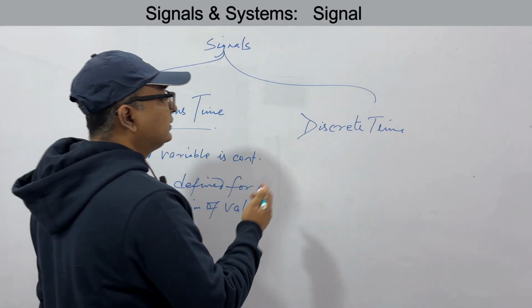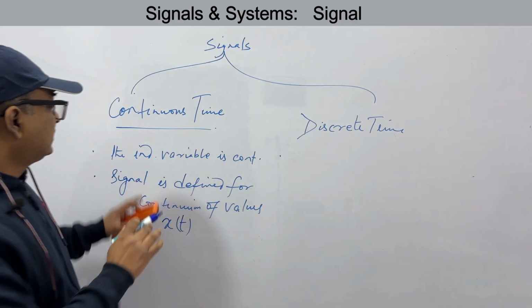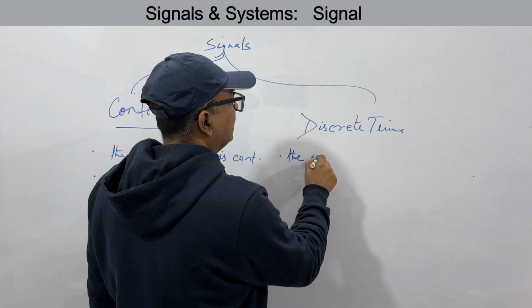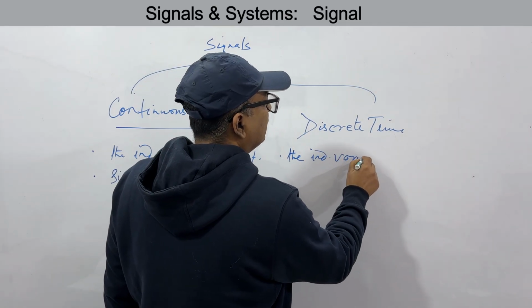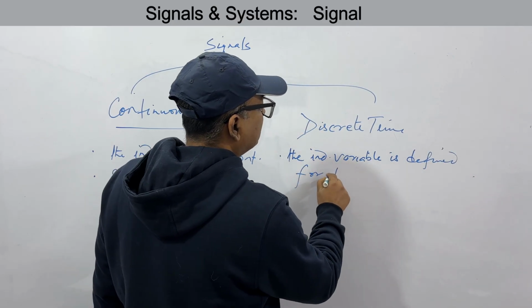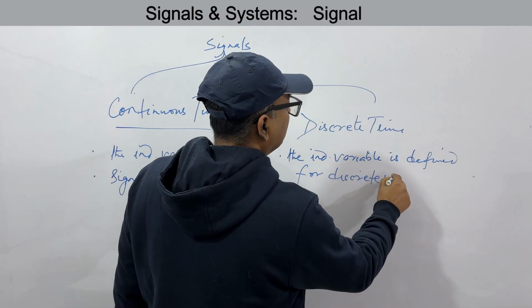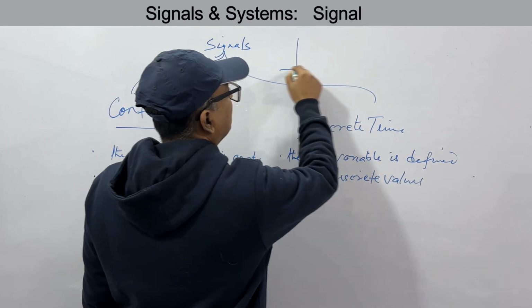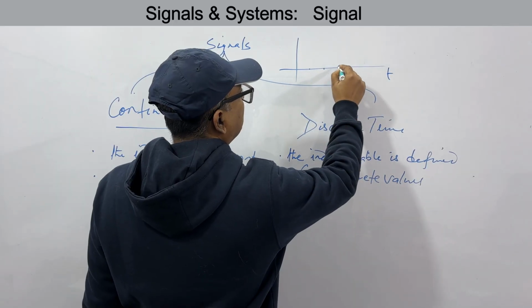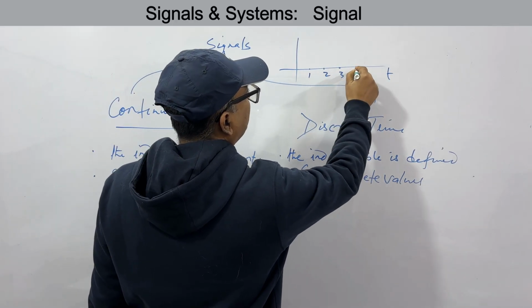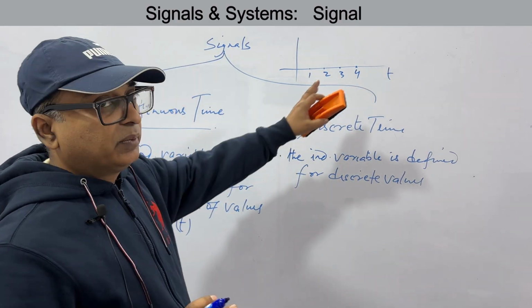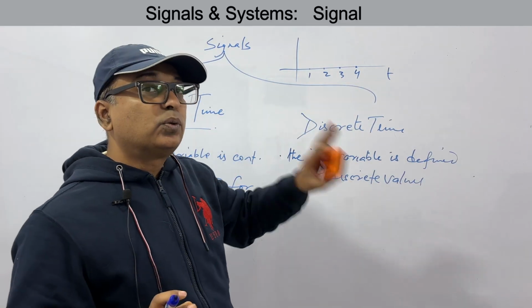Now, second is discrete time. In continuous time, the independent variable is continuous. Here, the independent variable is defined for discrete values only. That is, if we are talking of time as the independent variable, then it is not defined throughout. It is defined at certain fixed values only. Let's say 1, 2, 3, 4. So at t equal to 1, t equal to 2, t equal to 3, t equal to 4. This independent variable, time here, is defined for discrete values only.